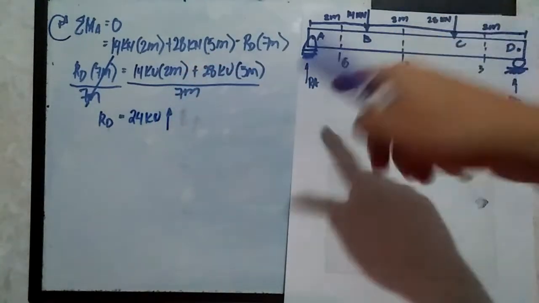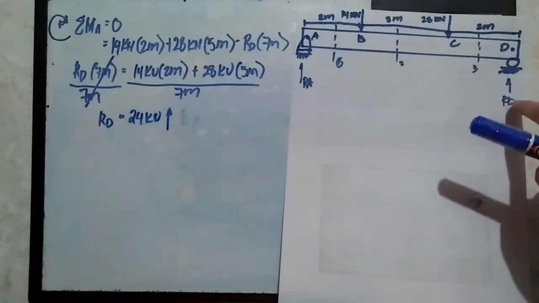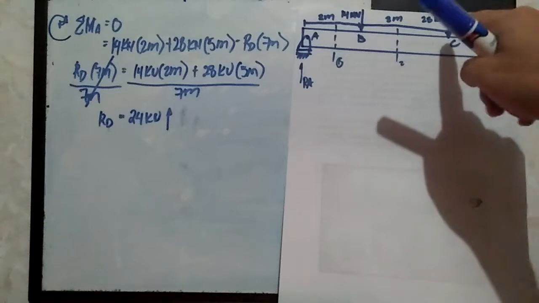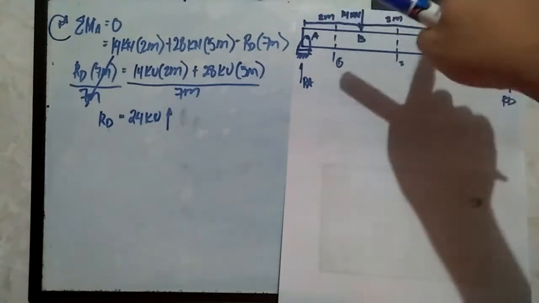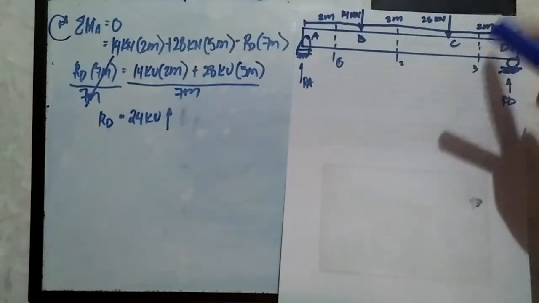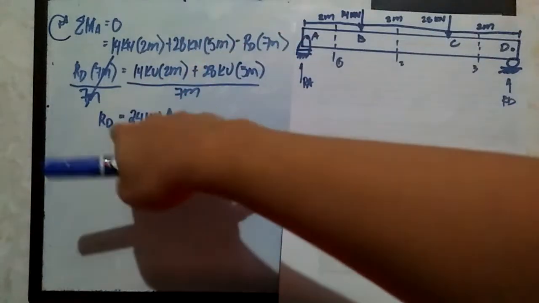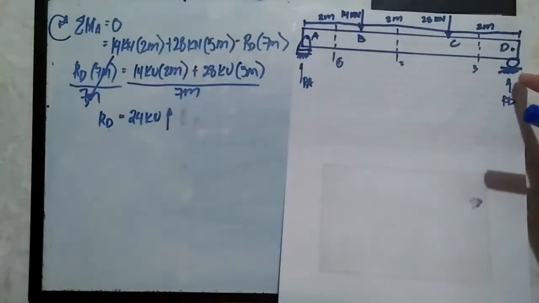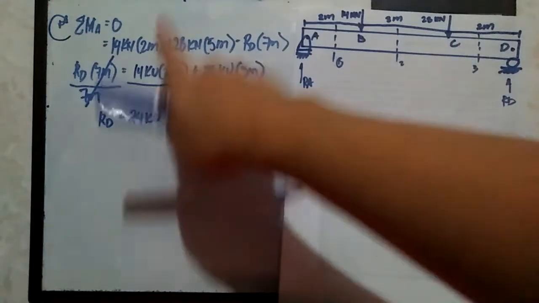This should be 24 kilonewtons acting upward, because our initial assumption for this structure is that at support D it acts upward, since it is resisting these forces, 14 kilonewtons and 28 kilonewtons. We have a positive answer, which means that our initial assumption for the reaction at R sub D is correct. It's positive because it's acting upward.